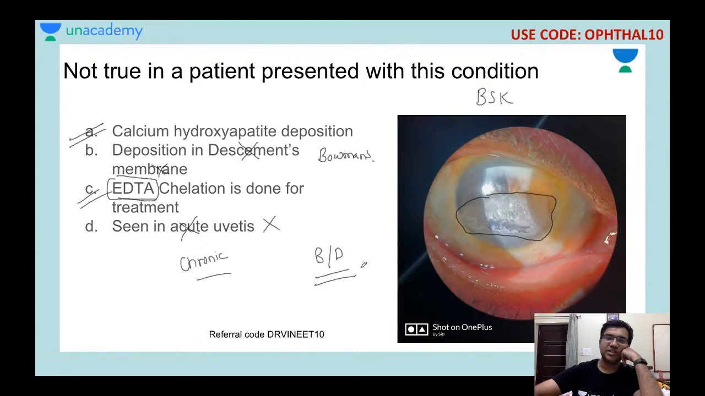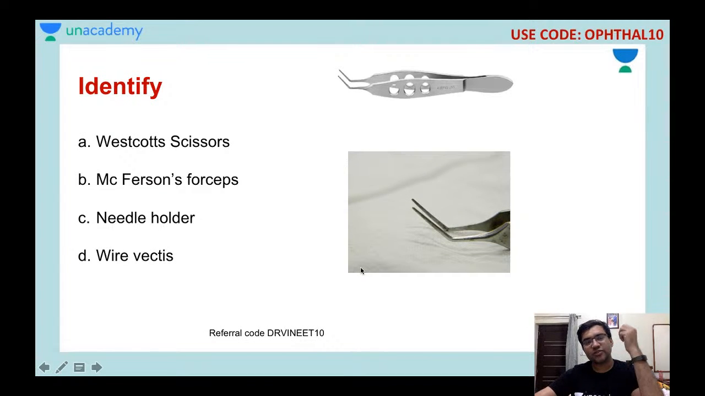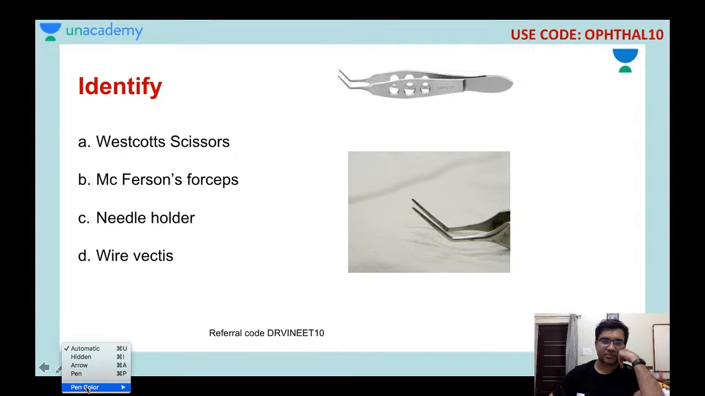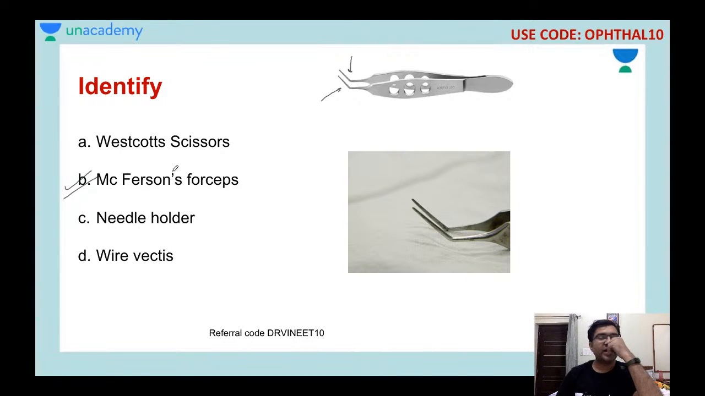Okay, chalo. Let's move to the next question. The next question is: identify the instrument. If you can see, in the instrument there are two prongs and they are basically used to hold a suture. So what is this instrument called? With these two prongs, you can basically hold a suture. This is called a Macpherson's forceps. Where we use a Macpherson's forceps, we can use it to hold an intraocular lens, and you can also hold a suture with it.